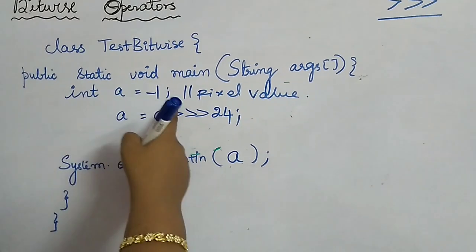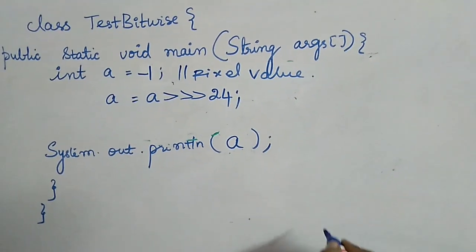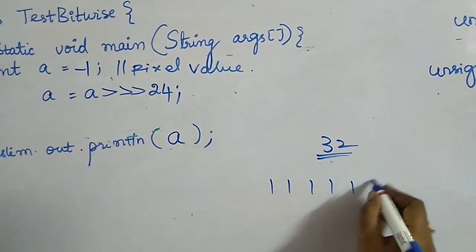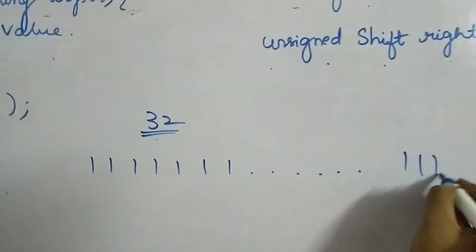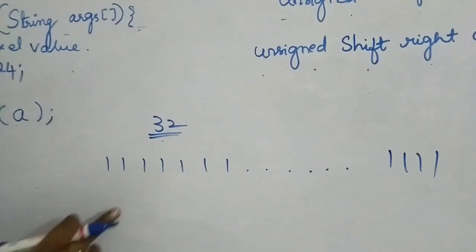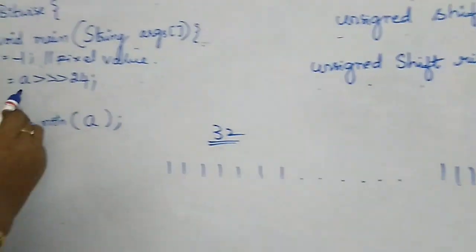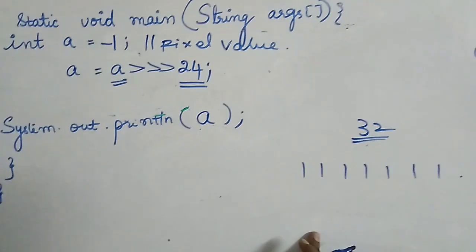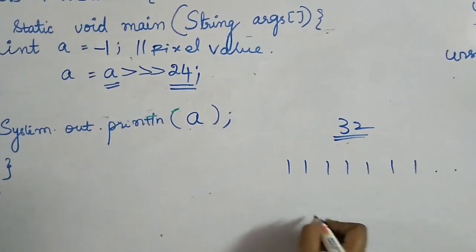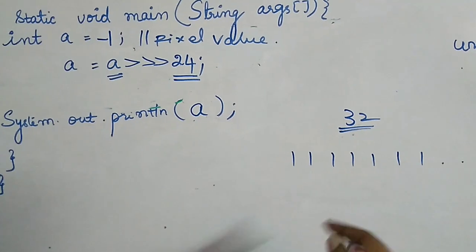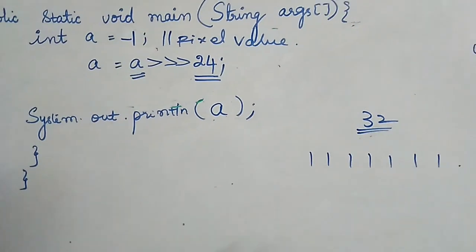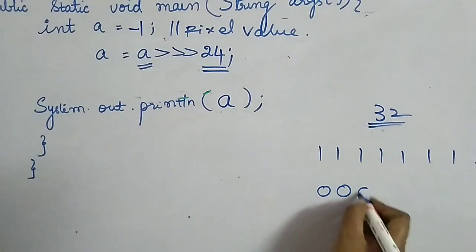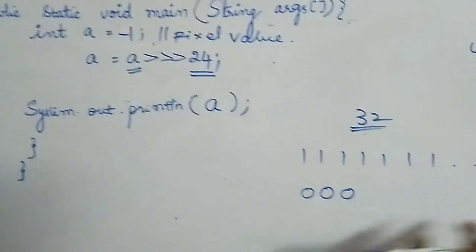I have taken the example of -1. How is -1 represented? With 32 bits, because it's an integer, and everything is a 1. So all are ones over here. Now I said shift this a by 24 positions. Generally in the right shift the sign bit will be retained and -1 will still remain -1. But here it is not the case. Here it will start filling it with zeros, because 24 zeros will be added.